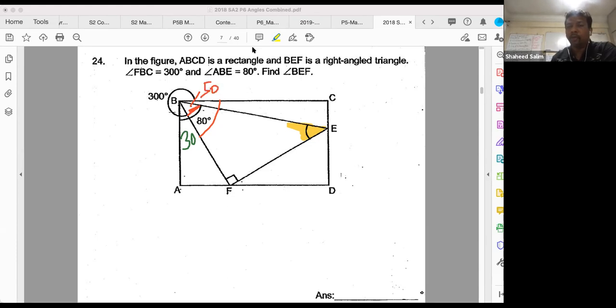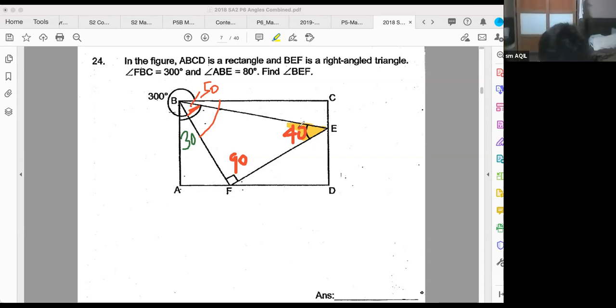Now I go and rub this off to make sure that you all are very clear. Now this is not 80, because 80 minus 30 gives you 50. This is 50. Down here, how much is this? This is 90. So now take 180 minus 90 minus 50, you get 40. Do you understand? So we do the next one, okay?